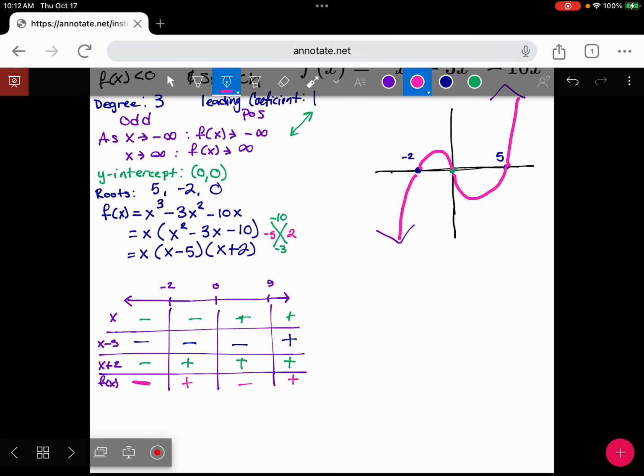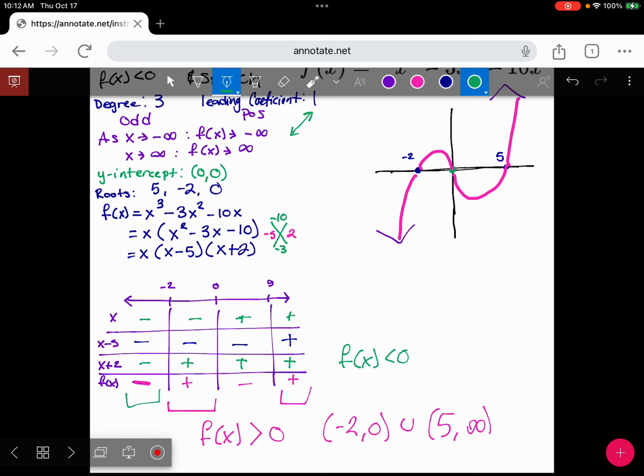So our intervals, looking for where it's positive and negative, f of x is greater than 0 between -2 and 0 and 5 to infinity. These are the places where it's greater than 0. The places where f of x is less than 0 is going to be our -infinity to -2, and from 0 to 5. So for the questions on the homework that are between 15 and 30, so 15, 19, 21, 27, this is what you do for them.